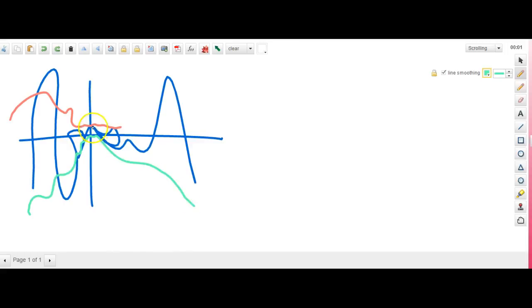And the goal is that eventually they would get close enough together that you could tell exactly what was going on here, even if you couldn't tell by the graph itself. And therefore you could find the limit there.